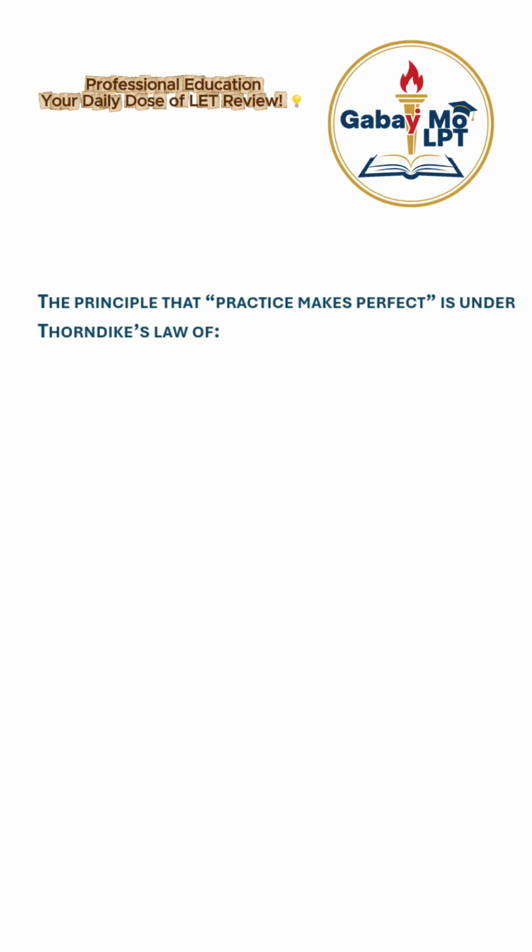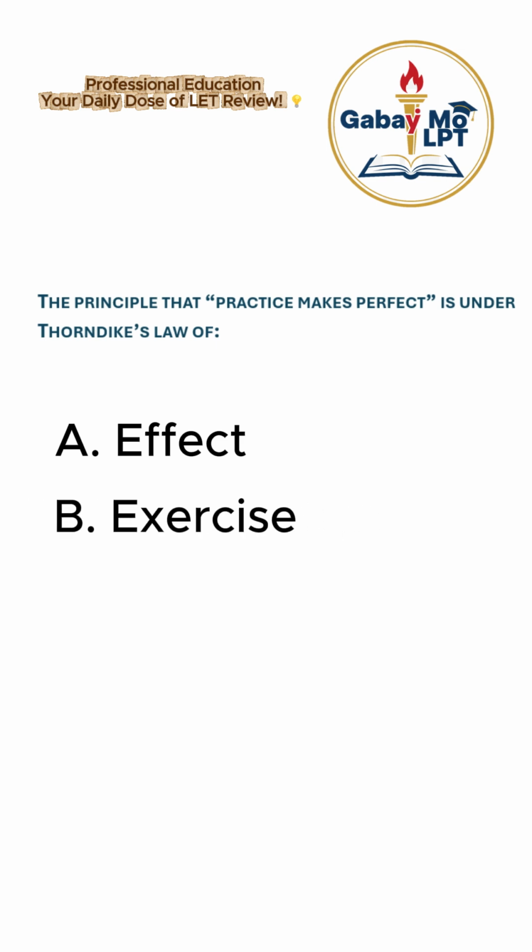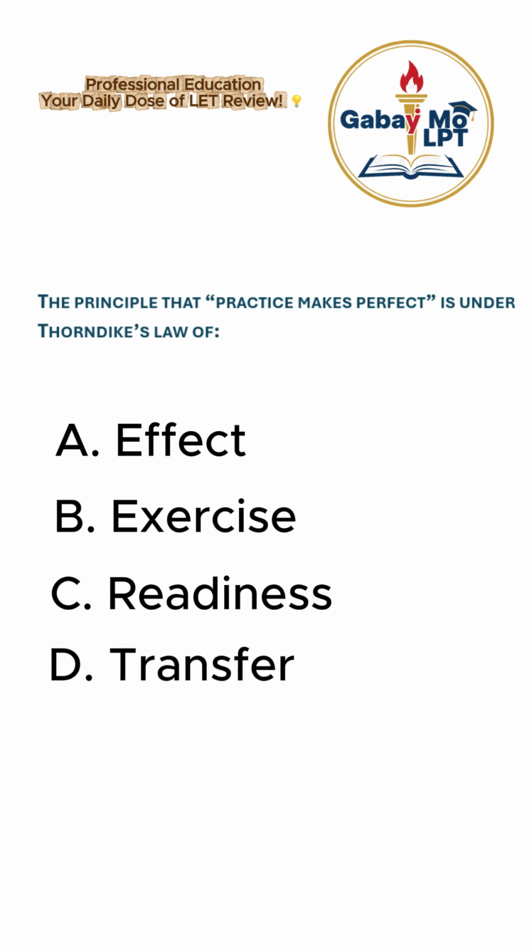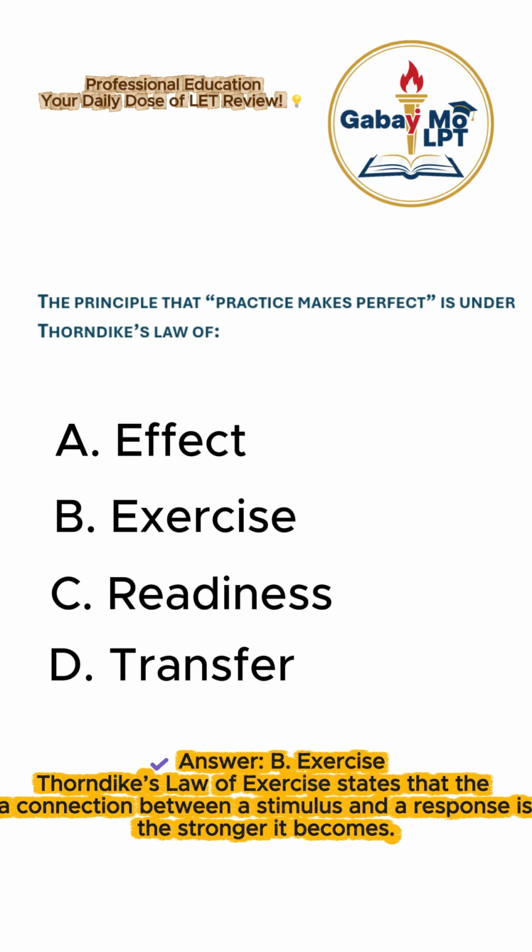The principle that practice makes perfect is under Thorndike's law of A. Effect, B. Exercise, C. Readiness, D. Transfer. Answer B. Exercise. Thorndike's law of exercise states that the more a connection between a stimulus and a response is used, the stronger it becomes.